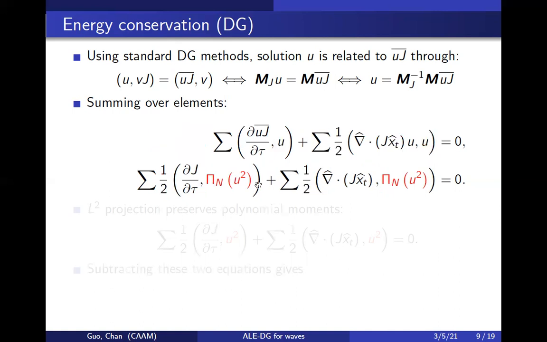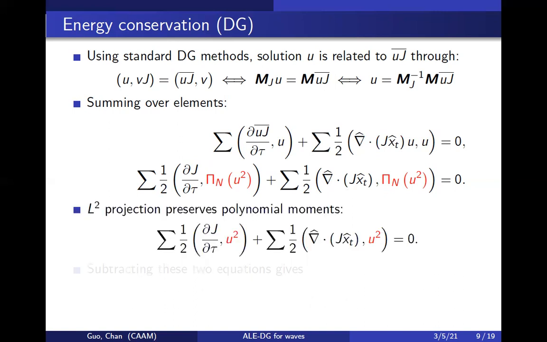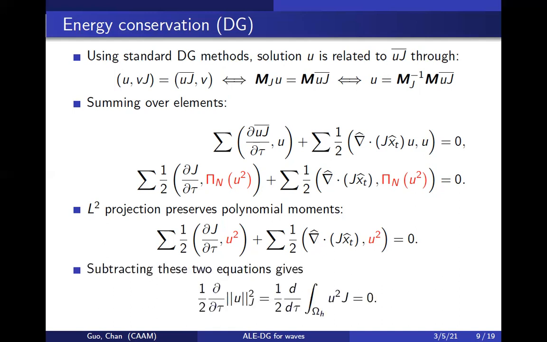Now let's take a look at the second equation. Here J is a polynomial, so dJ/dtau is also a polynomial. And in the second term, since in our implementation we first project J x-hat-t to a polynomial, its divergence is also a polynomial. Because the L2 projection preserves polynomial moments, we can simply get rid of the projection operators in the inner product. So the second equation becomes the following. And if we subtract it from the first equation, then we can immediately conclude that the ALE-DG scheme is energy conservative in the following sense.